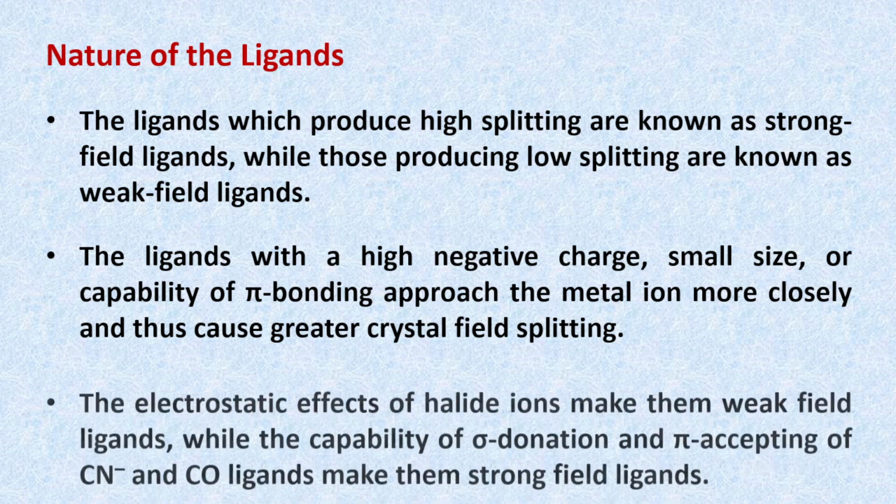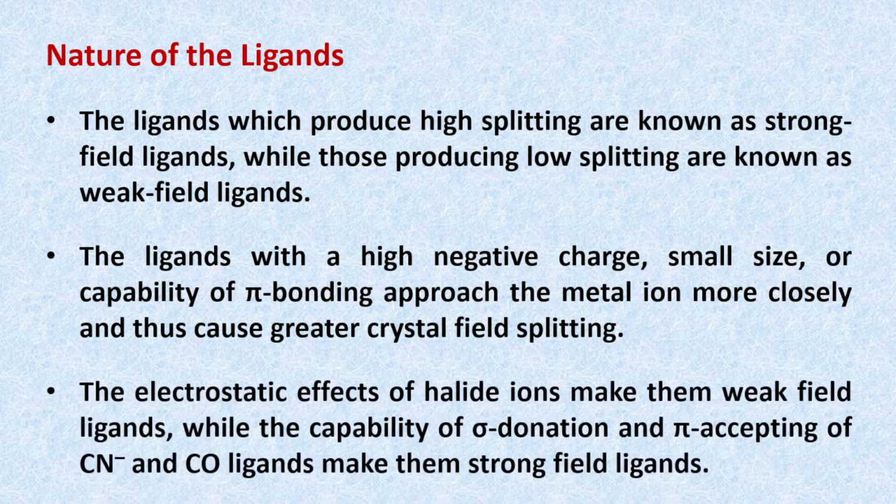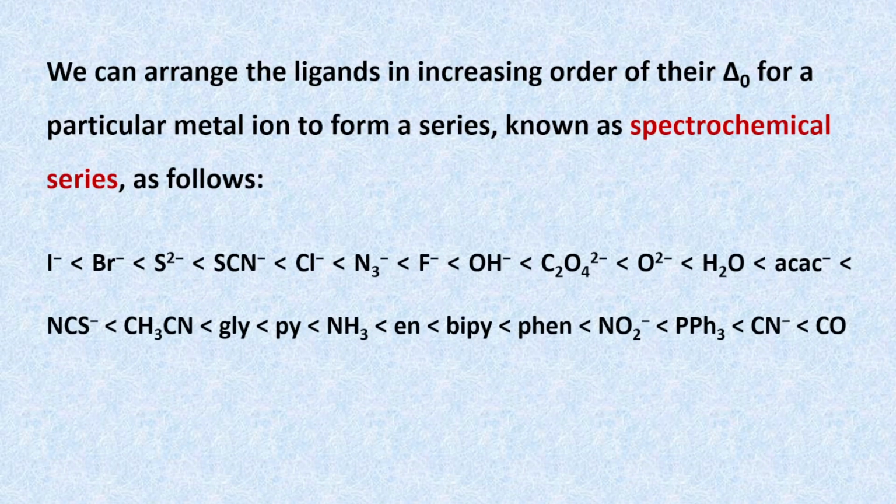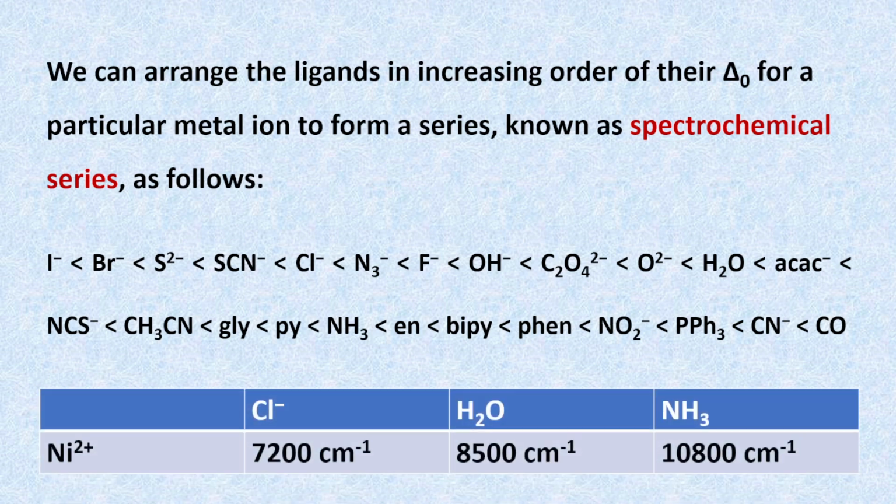The electrostatic effect of halide ions makes them weak field ligands as they are electron withdrawing, while the capability of sigma donation and pi acceptance of cyanide and carbonyl ligands makes them strong field ligands. Now look at the spectrochemical series, which is the series in which the ligands are arranged in increasing order of their delta O for a particular metal ion. Among the series, carbonyl is the strongest field ligand while iodide is the weakest field ligand. Consider the example of nickel with 3 different ligands. As you can see, the CFSE values are increasing as expected from the spectrochemical series.